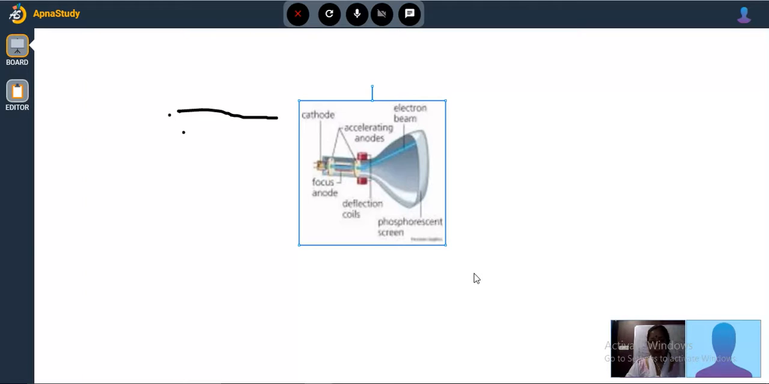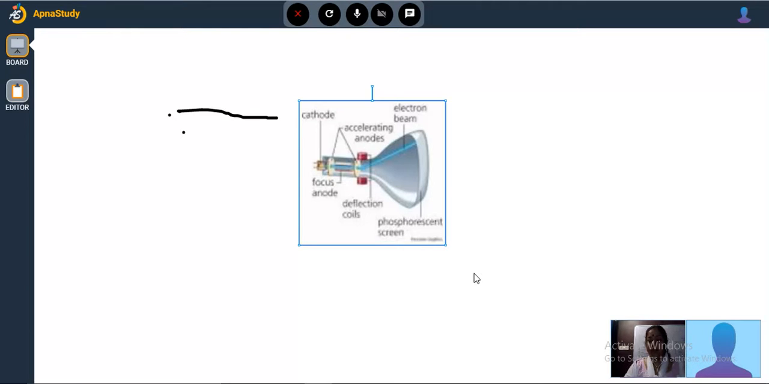Why did he do this? He wanted to find out whether there are some negatively charged particles or not. What he did was pass the current through the cathode at a pressure of 1 atmosphere. At a pressure of 1 atmosphere, there was no conductance of electricity through the gas.